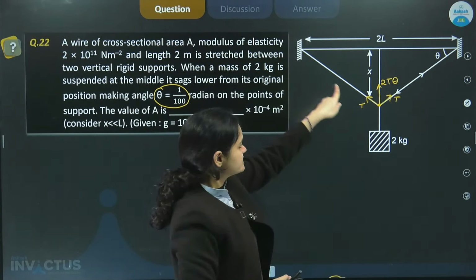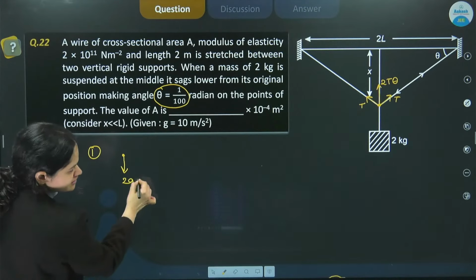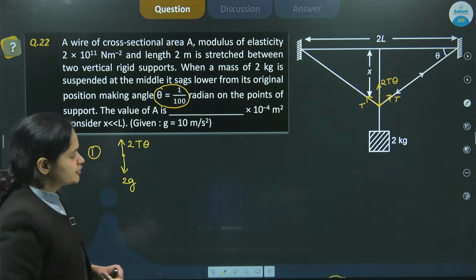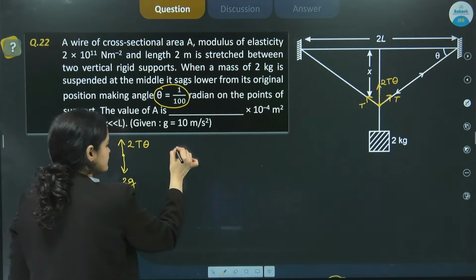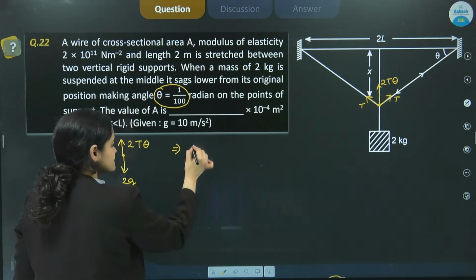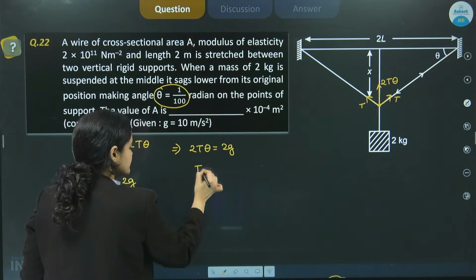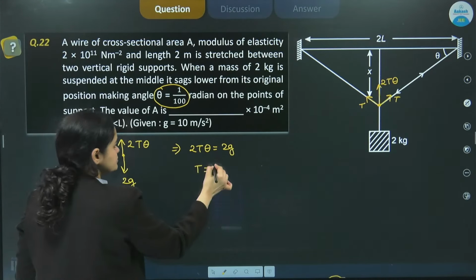Right. So first of all, from the FBD I can write 2G is going to be equal to 2T theta. Which implies, because it is at equilibrium, 2T theta equal to 2G. So the value of T, theta is 1 upon 100. So this is turning out to be equal to 100 G. Okay? 100 G is the value of tension over here.